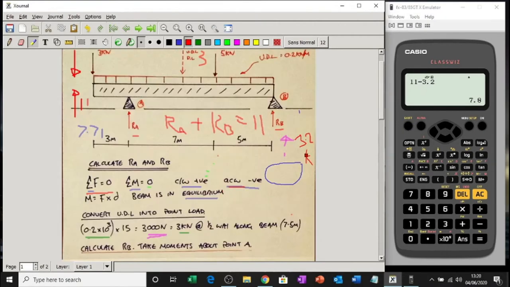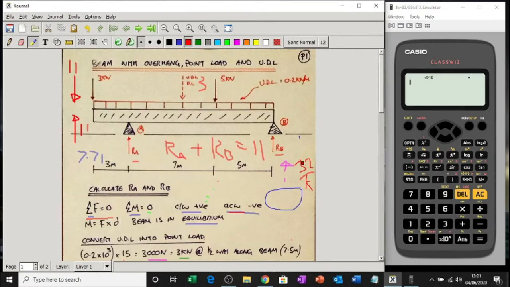But the problem with that is that you could be wrong. Because we all make mistakes. If you'd made a mistake and instead of 3.2, you worked out 4.2 for some reason, so now you've said 4.2 is RB. If you then went 11 take away 4.2, you're going to get 6.8. That is incorrect, and you wouldn't know, because 6.8 plus 4.2 still gives you 11.